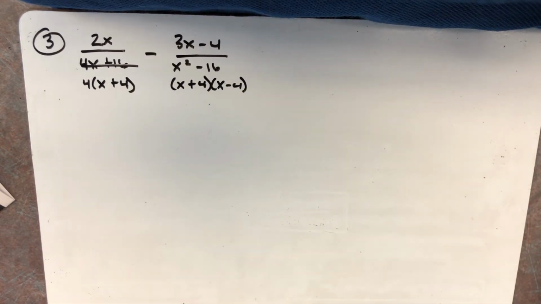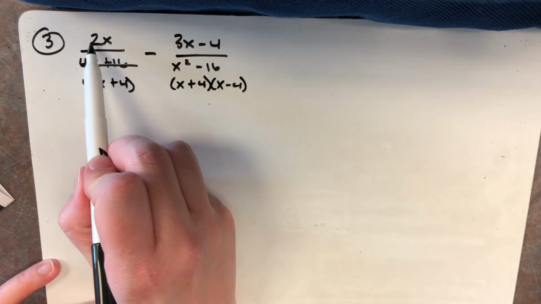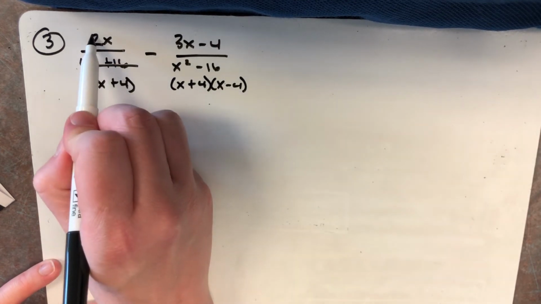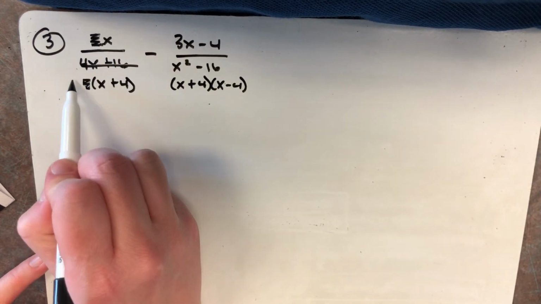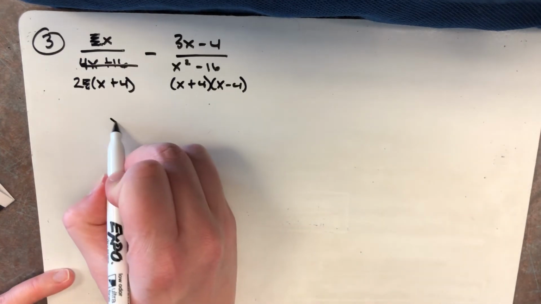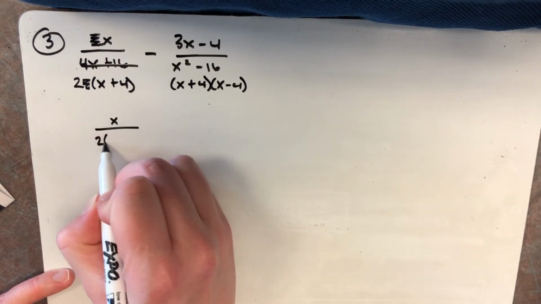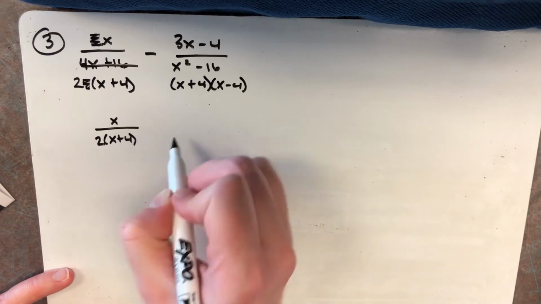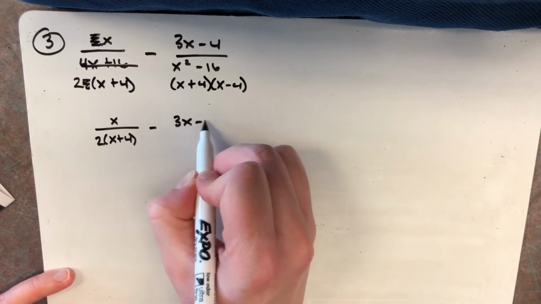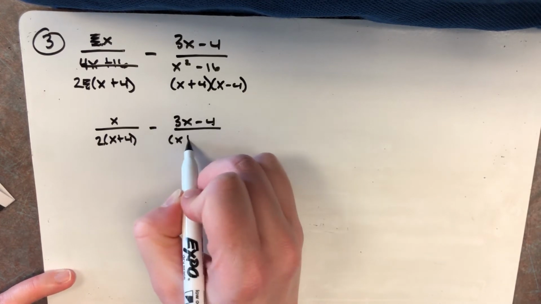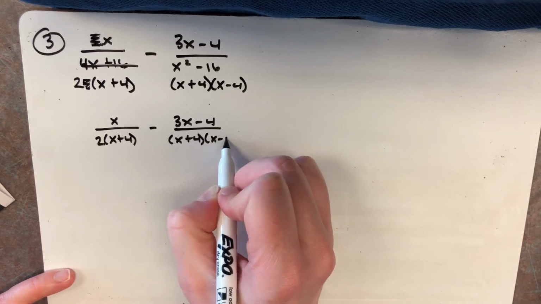Now, if you want to, you can reduce first before you do anything else. Notice how I have a 2 and a 4. I could cancel this out because 2 goes into 4 twice. So if I rewrite things, I'm left with x over 2x plus 4, and I'm subtracting 3x minus 4 over x plus 4 and x minus 4.